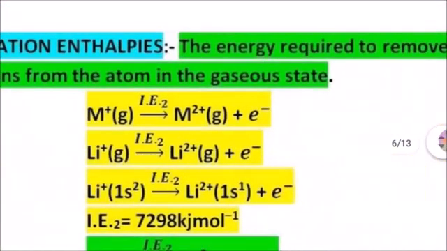In the successive case, M positive, the IE2, becomes M2 positive and removes the second electron. For example, in lithium, IE2, Li positive becomes Li2 positive, a bivalent cation, by removing the second electron. In the first case, lithium positive has the stable configuration 1s2 and becomes Li2 positive, with configuration 1s1 after removing one electron. So you know very well the IE2 is very great, 7298 kilojoule per mole, because the lithium ion has a stable configuration, since the s orbital can hold a maximum of 2 electrons.